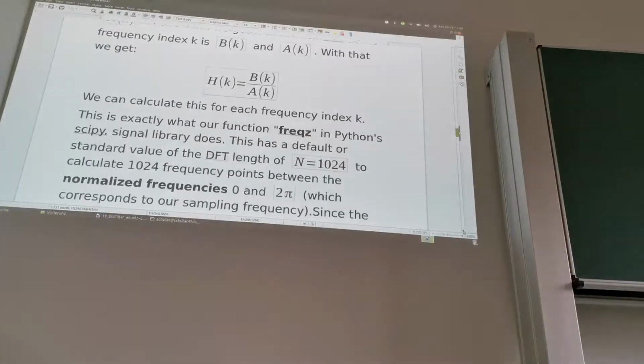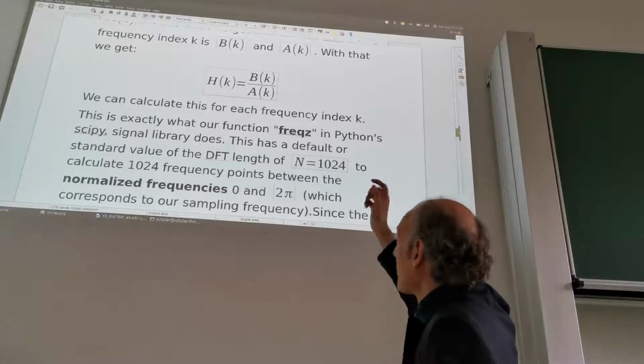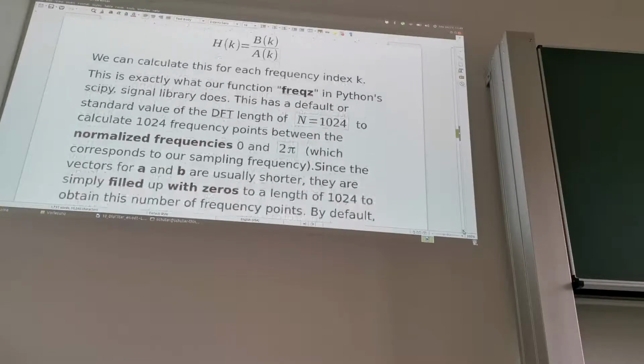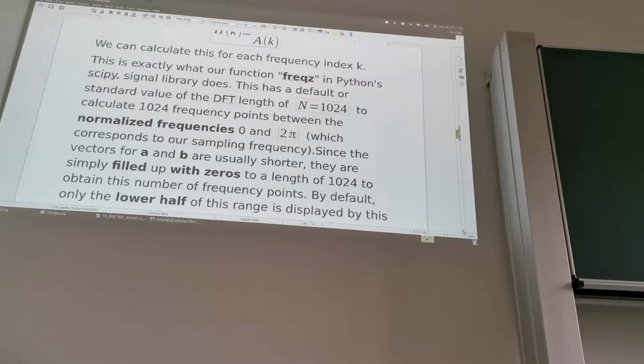It takes the transfer function and evaluates it at N different frequency points for k equals 0 to capital N minus 1. And this has a default standard value of N equals 1024 frequency points between 0 and 2 pi. 2 pi is our sampling frequency. It actually starts exactly at 0 and ends just below 2 pi, right? Because 2 pi is identical to 0.